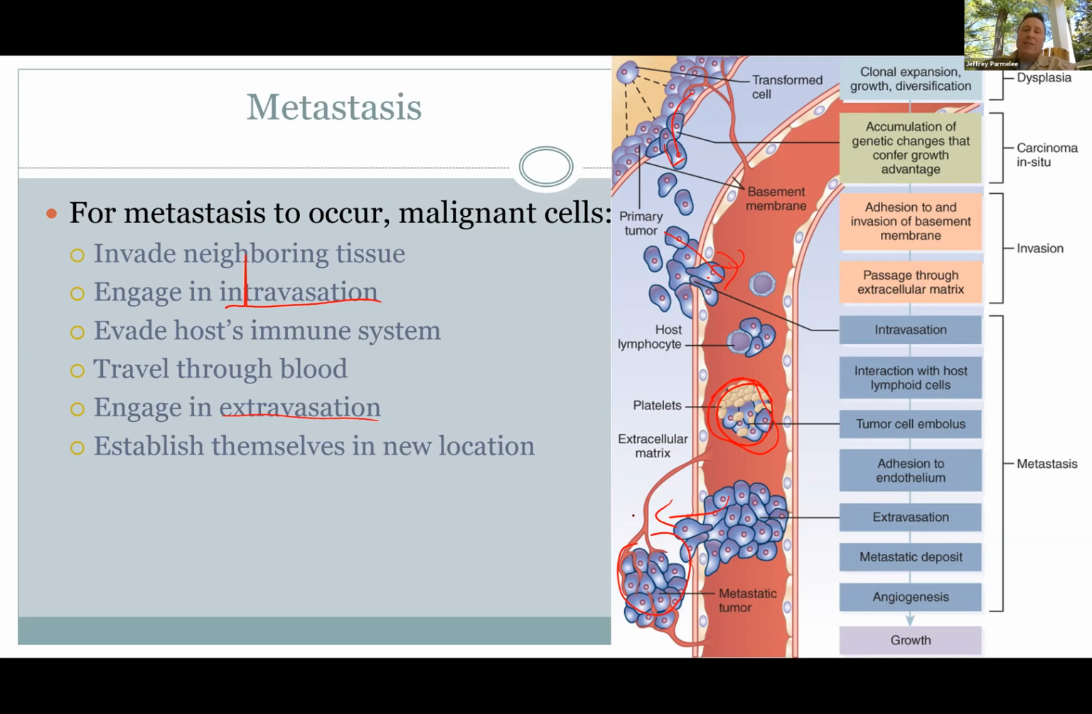All right, you guys see the progression here, what needs to happen? It must leave its original site. Blood vessel or lymphatic vessel, usually how it travels somewhere. Then it's got to leave the blood vessel and establish in its new home.